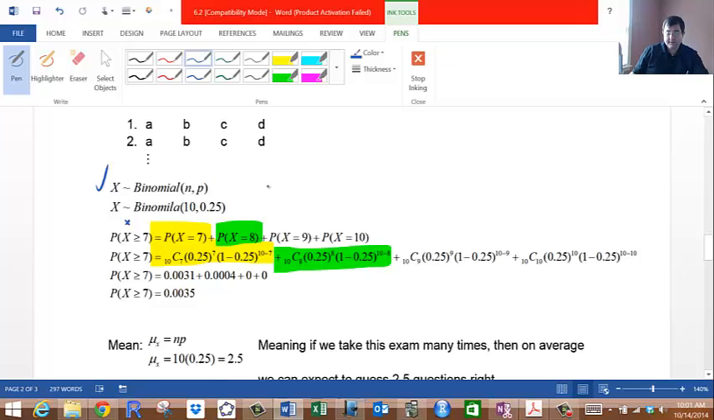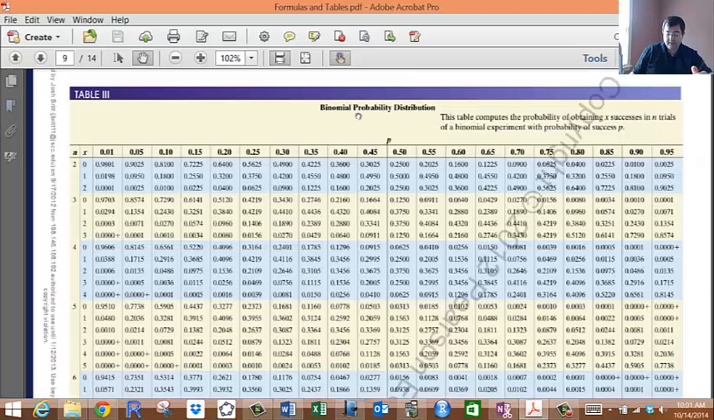Tables and formulas. So let's go to your tables and formulas, and we're going to look up N equals 10. So I'm going to show you over here. Binomial table, table 3. Now notice something. We've got N, the number of trials, equals 2, 3, 4, 5.